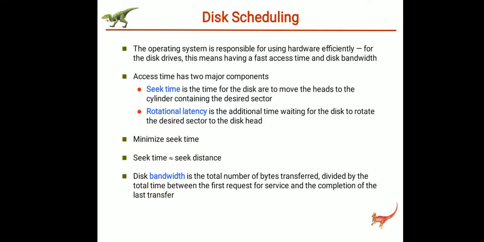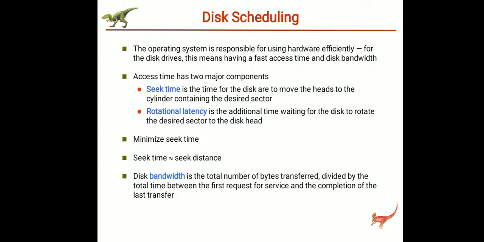Students, in this lecture we are going to study different disk scheduling algorithms. The operating system is responsible for using the hardware efficiently. This means having fast access and disk bandwidth, so it should not take much access time and bandwidth. The access time has two major components: one is seek time and the other is rotational latency.